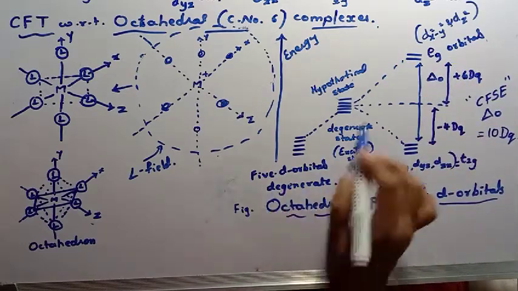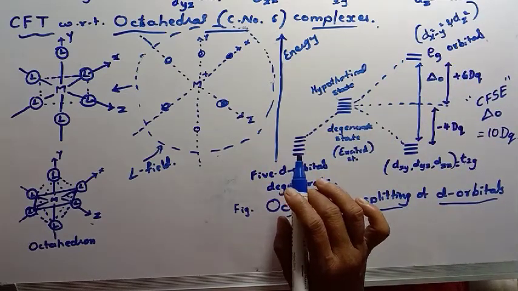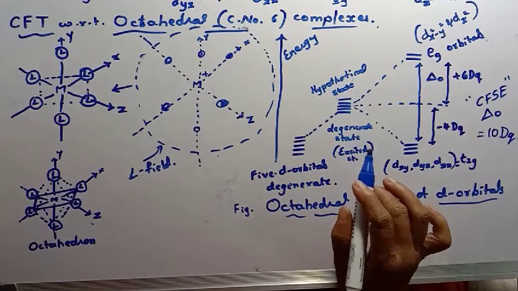So this will be the splitting of d orbitals in case of octahedral geometry.